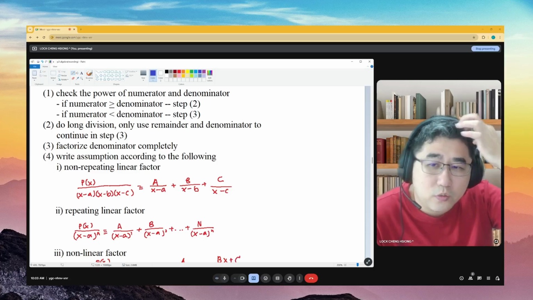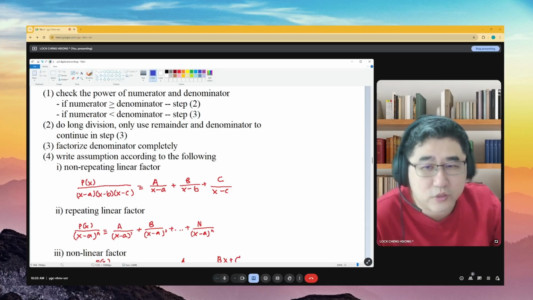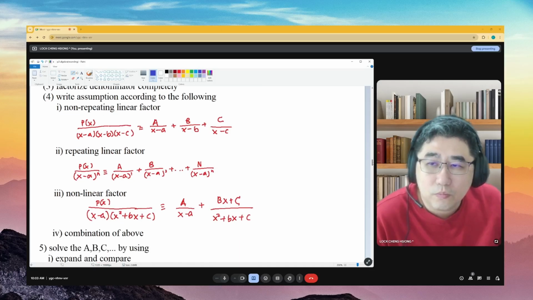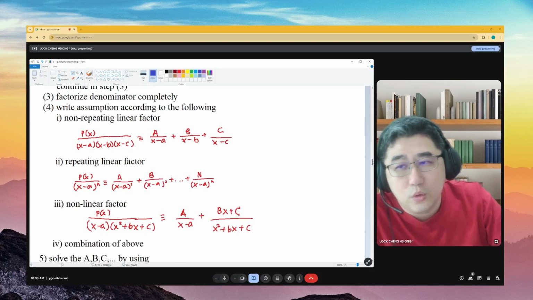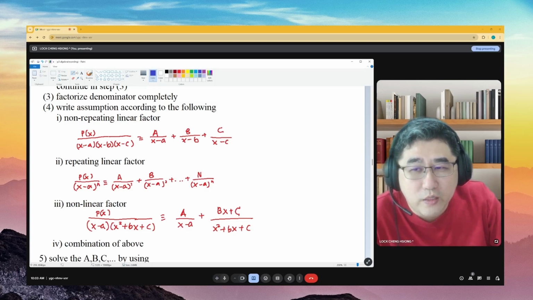For this step 4, you have to make sure you refer to your step 3. What are the results that you get for your step 3? So step 4, I split into 4 parts. First, a non-repeating linear factor. So you have at the bottom here x minus a, x minus b, x minus c. They are all non-repeating, which means they only appear one time. Power 1, power 1, power 1.